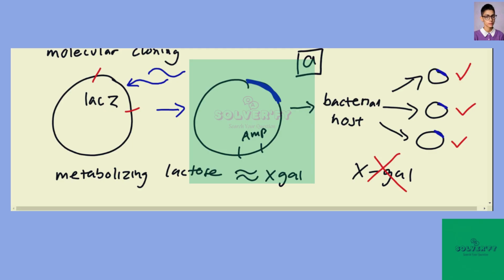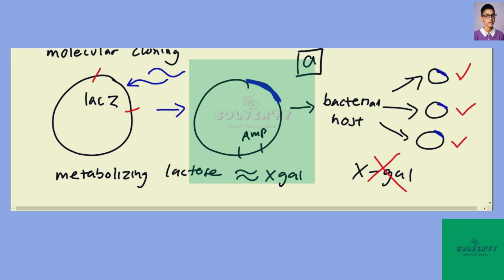But to further explain, let's look at B, C, and D. In B, already the first step is denaturing using high heat. So that is not correct. We don't denature. We have to cut with the restriction enzyme first. So B is not an answer.